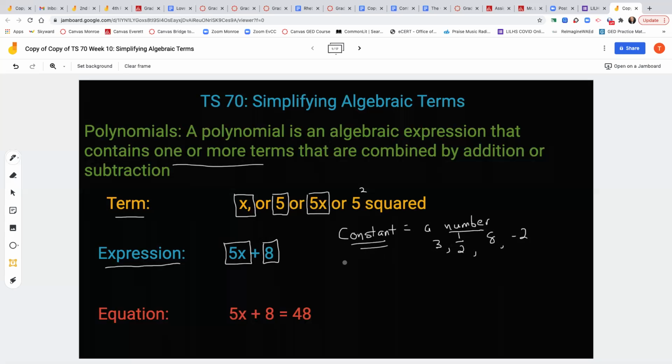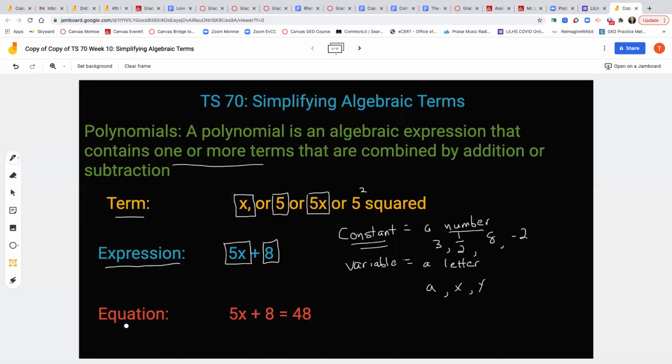And then a variable, which I think we've talked about in this class for the last couple of weeks. A variable is a letter, and they do change. Like a can mean, or x or y. They change depending on what number actually solves the equation.